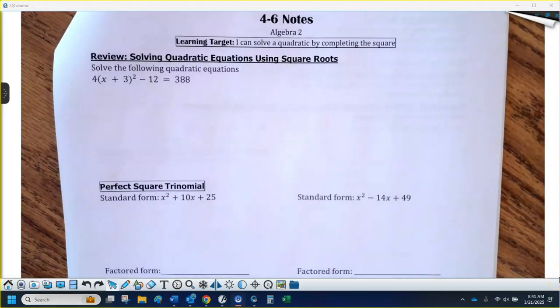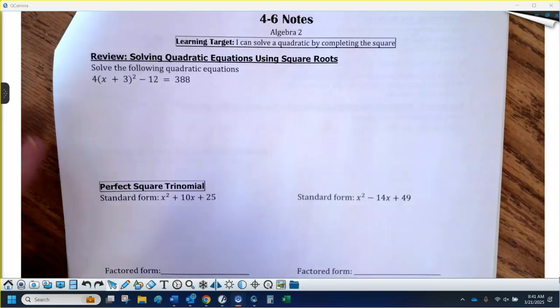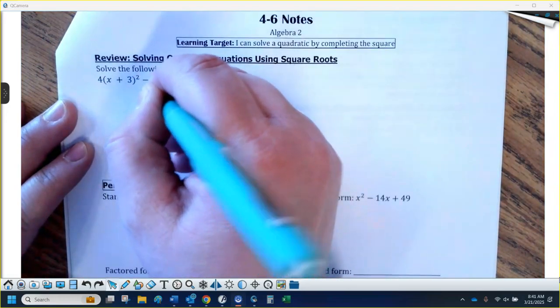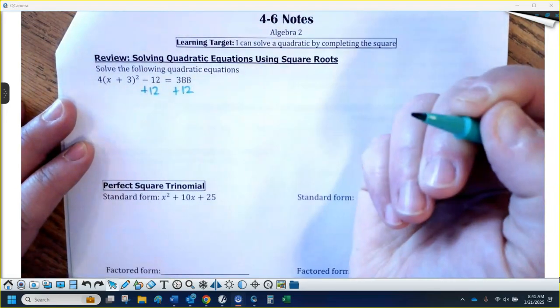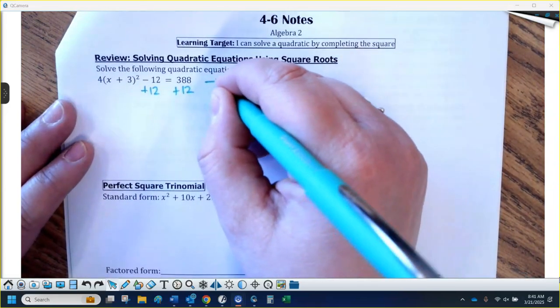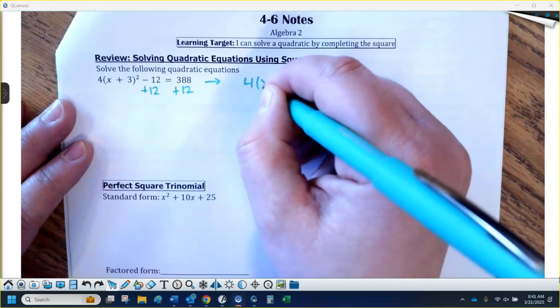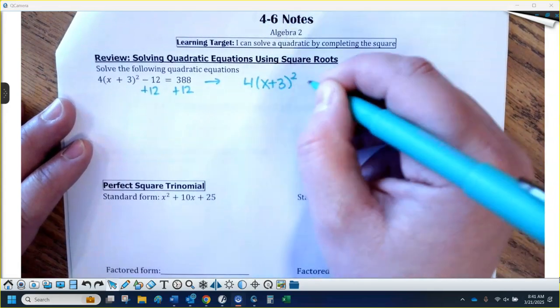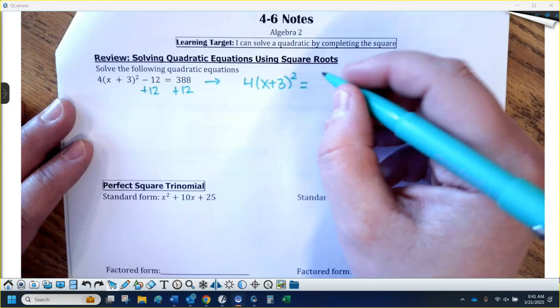Just like a review question. So actually it's very similar to the last couple problems on the homework, if you guys remember. I'm going to get rid of any addition or subtraction just real quick first. So I'm going to add 12, and I'm actually just going to come over here. So I have 4 times x plus 3 squared. Oh, what is that? 400.